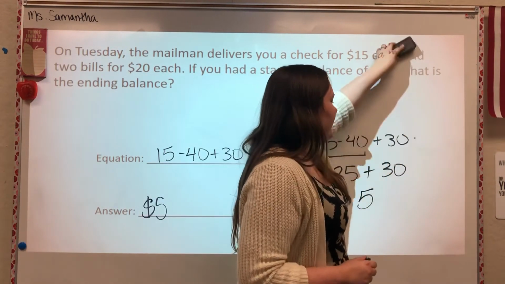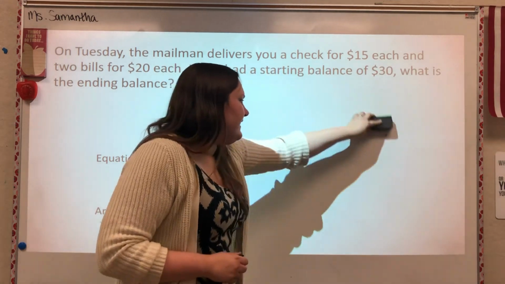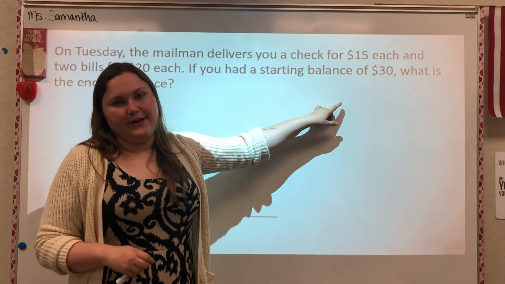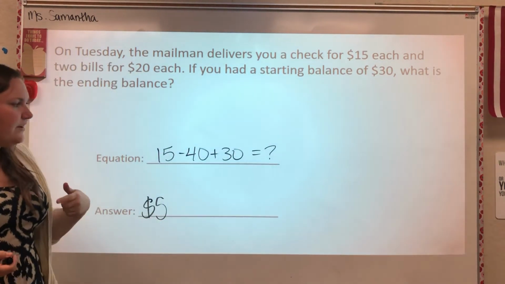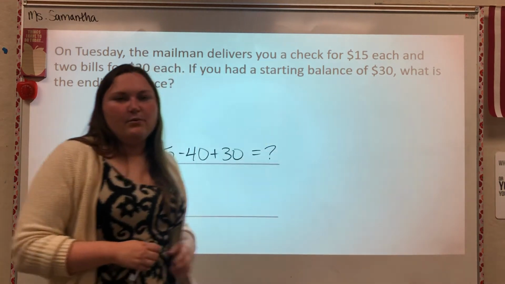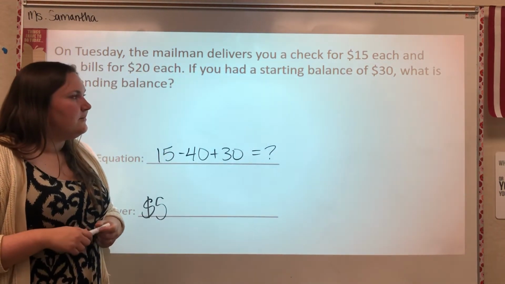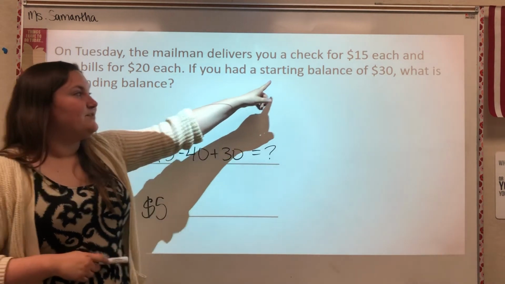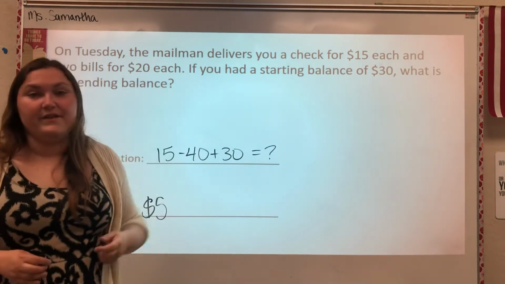The question I've heard before in class is, well, it says you had a starting balance of 30. Shouldn't we put the 30 in front? Why did you put it at the end? It's saying start with 30. Well, what do you think? Did we do it wrong? What would you say to the student who says we should start with 30?